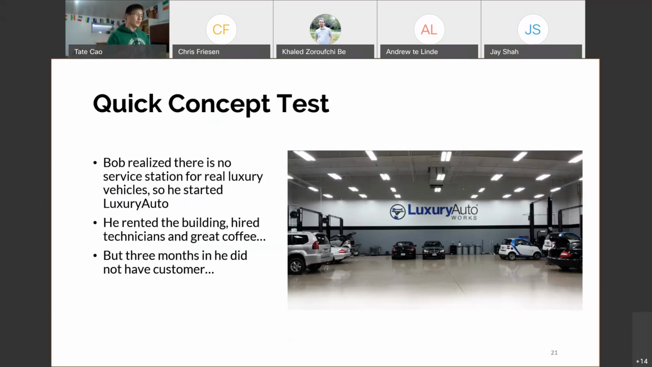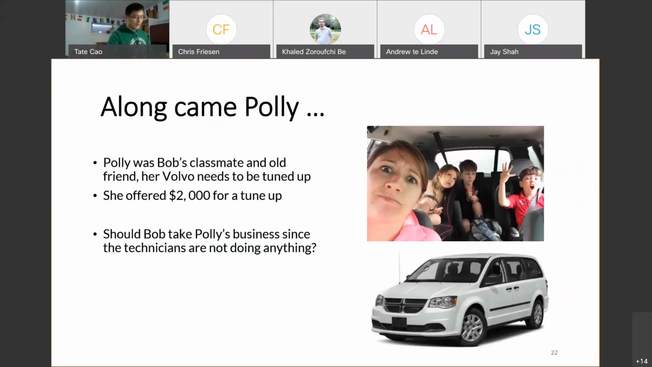As CEO, you feel the burn. You need to keep this running and keep the door open. But one day, his classmate Polly came, and they started chatting, and everything went well. And she says, "My vehicle needs a tune-up." And she says, "Well, you have technicians over there. They're not doing anything. Why don't you ask them to tune my Volvo up for $2,000?" Now, do you think Bob should take Polly's business?